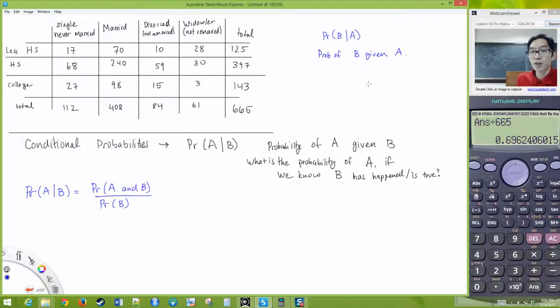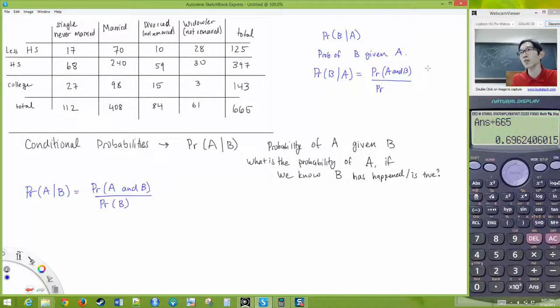So over here, if I have probability of B given A, how would I calculate this? Probability of B given A would be equal to the probability of what over what? On top, I would have probability of B and A. B and A and B are the same thing, so I can still write it as A and B, because B and A and B are identical.